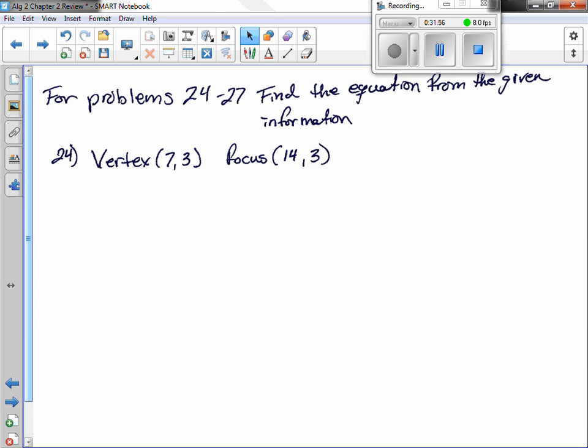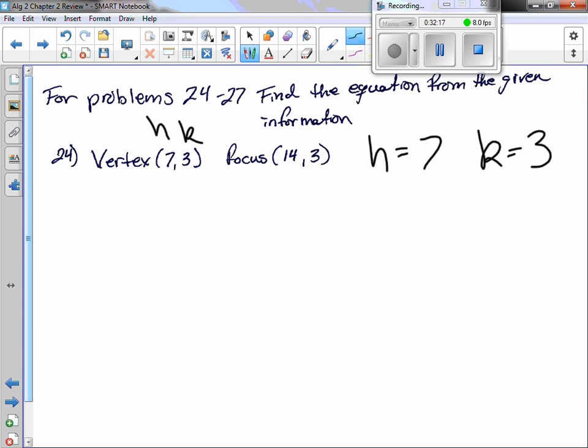So let's look at 24. Now they gave us the vertex and the focus. Now the vertex I know is always going to be h and k. So no matter what the equation is, h is 7, k is 3. Because it tells us right here that this is what the equation is. So what we need to find next is the value of p.